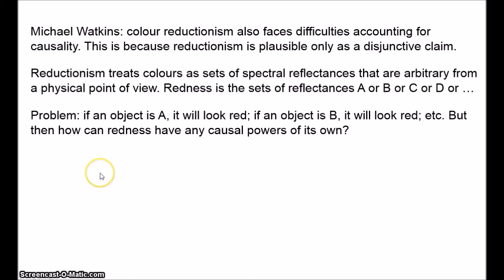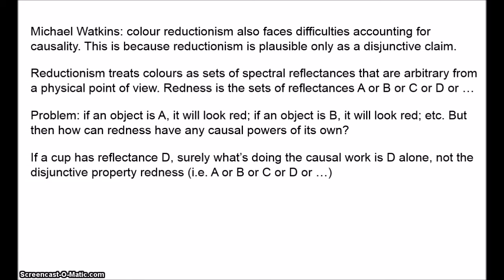So let's take a specific example. Suppose I'm looking at a cup. The cup looks red. Why does it look red? Well, surely because of its surface spectral reflectance. It has reflectance D, say. Now, D is part of the disjunctive property redness, but it seems pretty clear that what's doing the causal work is D alone. It's not A or B or C or D or etc. that's doing the causal work.